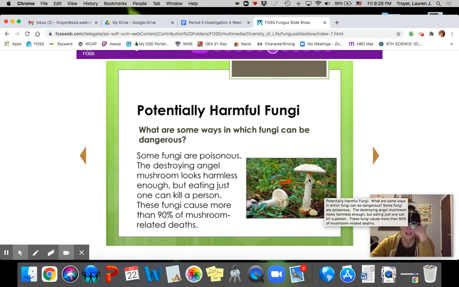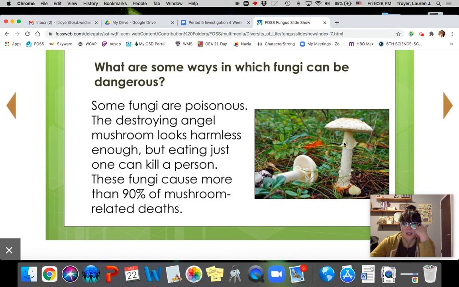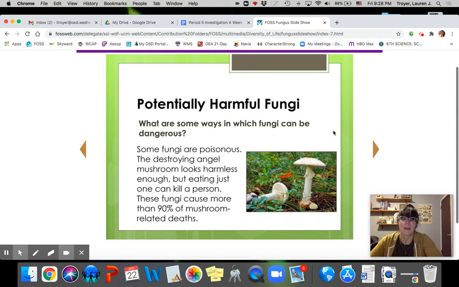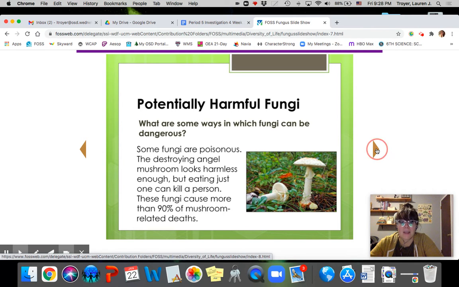But if you see that it has this sort of little veil, a little skirt, I don't know if that makes it look like an angel or what. But that is not a safe mushroom to eat. Eating just one can kill a person. So watch out for your little siblings or your pets. Don't let them eat random mushrooms. It's not safe. And these types of mushrooms grow here. So we have to keep our eyes peeled for poisonous mushrooms. Don't just pick any old mushroom and give it a try.